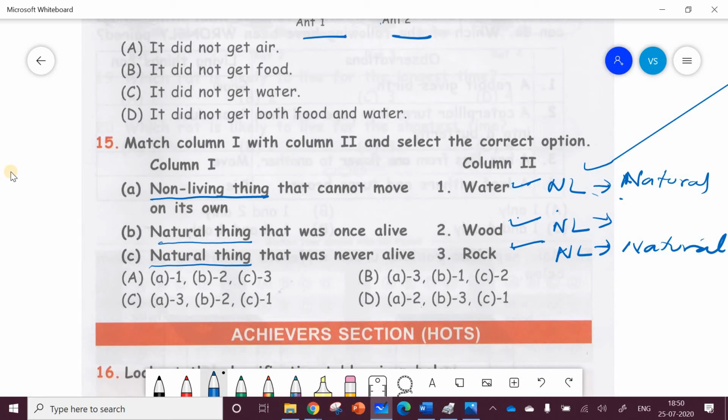Let's see the first option. Whenever they give you match the following, you should always check with the first option. A is matched to 1. A is a non-living thing. Which non-living thing is there, Avnish? That cannot move on its own. Which one do you think that would be? Not water. A rock.